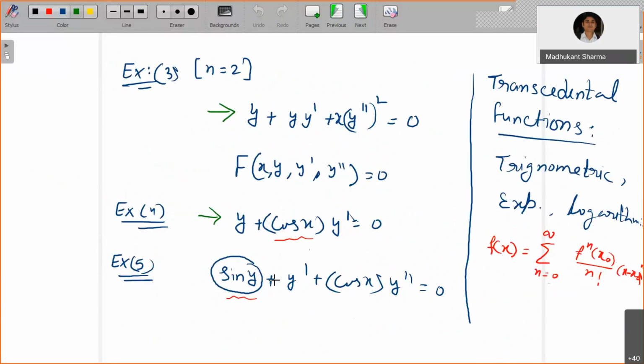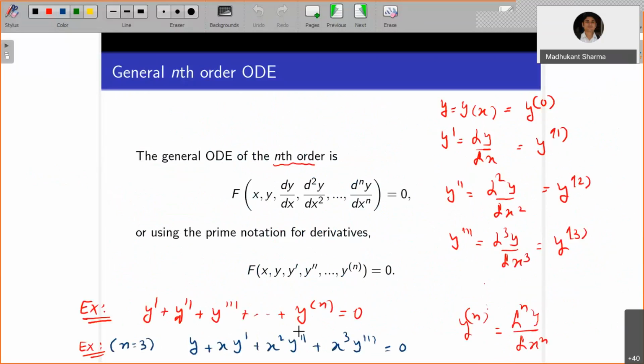So let me go with the equation. Here the highest order derivative is the nth order derivative, and none of the powers is a fractional power. All of the powers are integers only. The highest index of the nth derivative is 1 only. So here the degree is 1 and the order is n. I will denote degree by d and order by o for this equation.